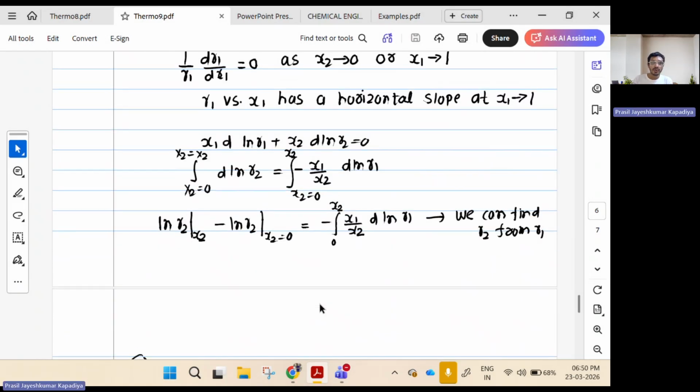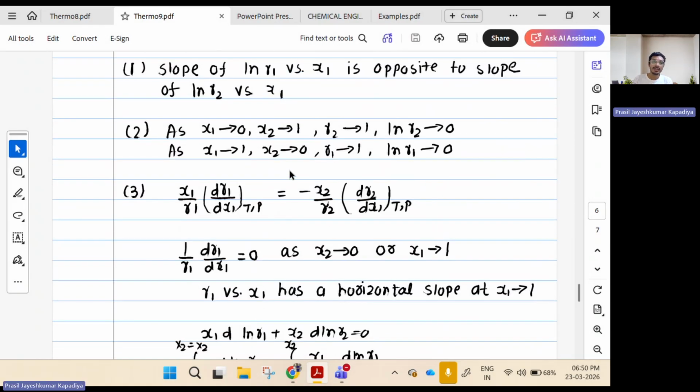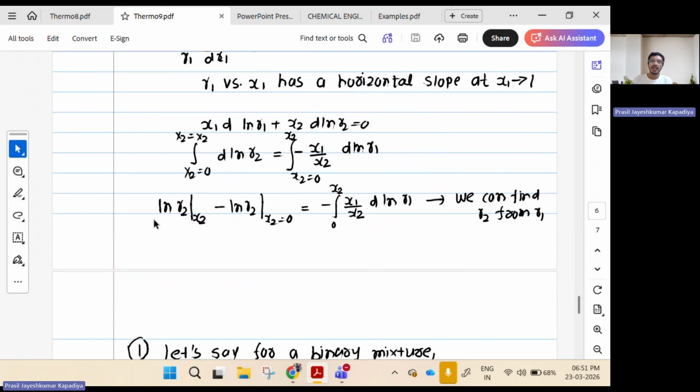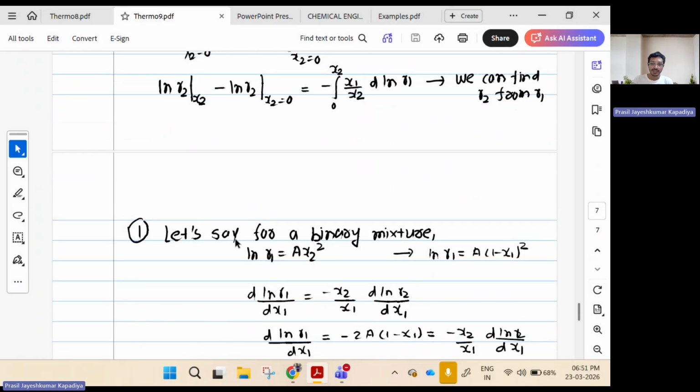When x2 is tending to 0, the other component is in excess quantity, so that is something going to behave ideally. Okay, so ln gamma 2 at x2 minus ln gamma 2 at x2 equal to 0 is equal to the integral from 0 to x2 of minus x1 by x2 dln gamma 1. So we can find gamma 2 from values of gamma 1. If I know gamma 1, I can correlate it and find the values of gamma 2. Okay, so this was the whole point of this thing.